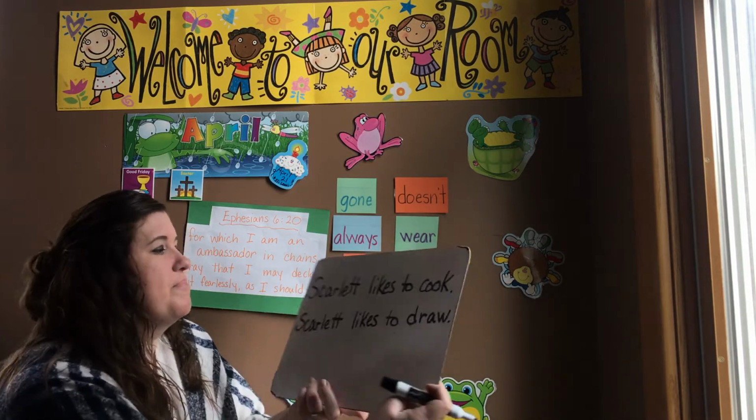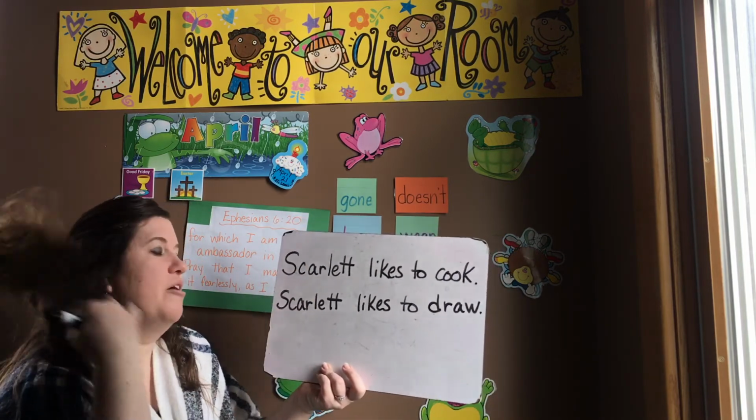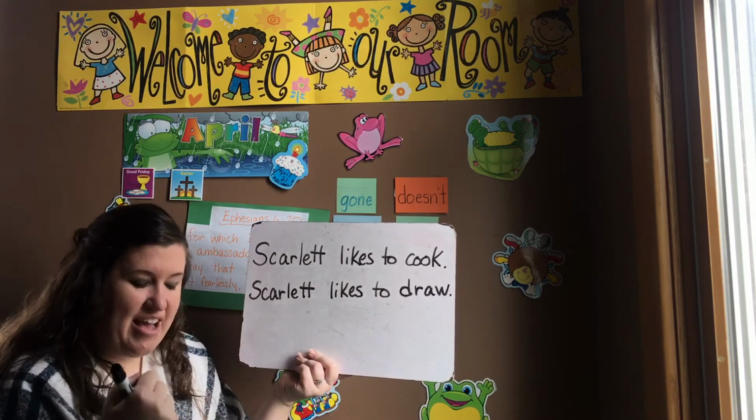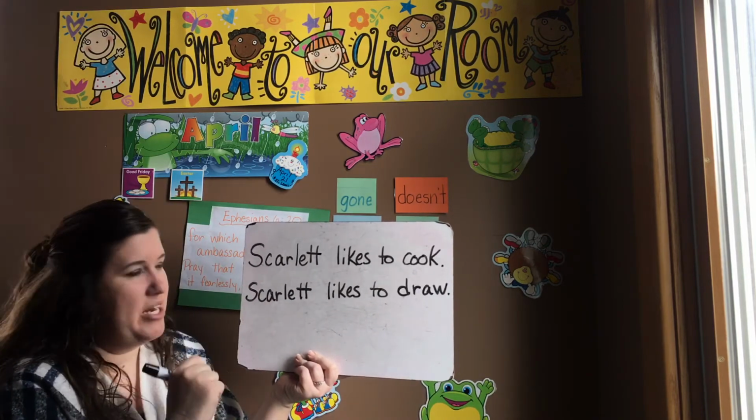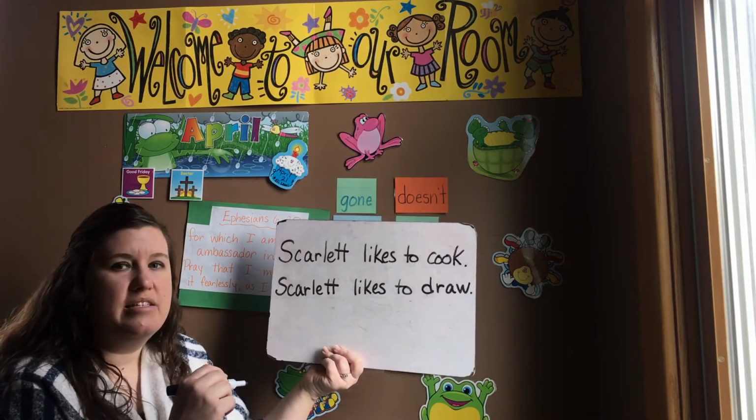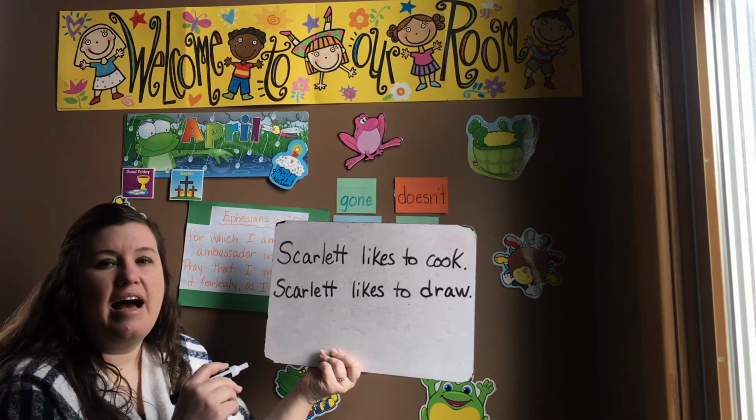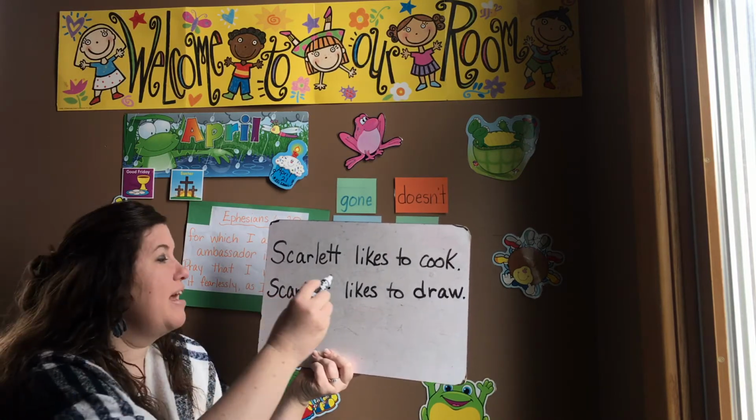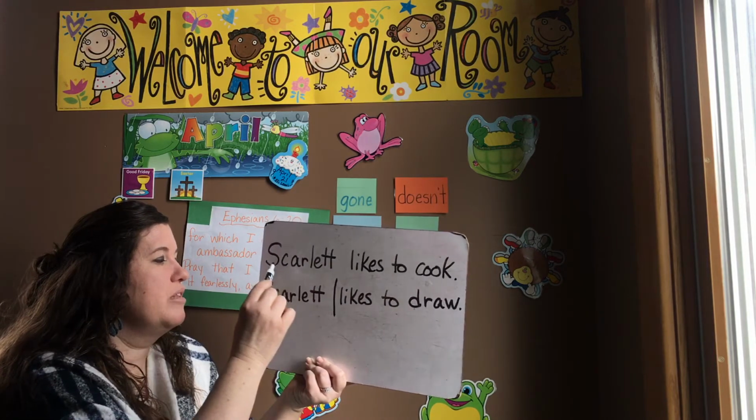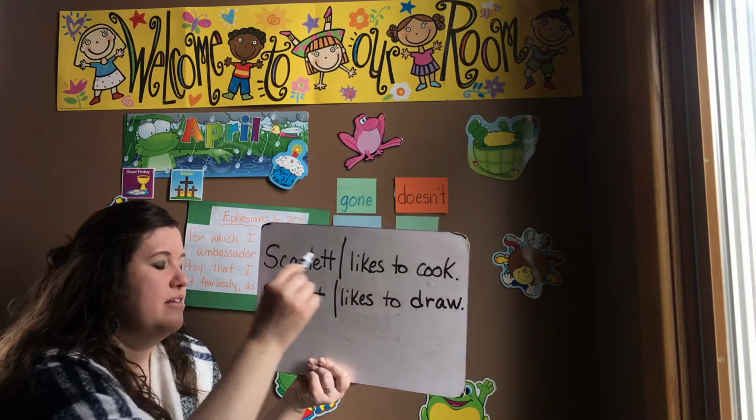Sorry, I couldn't get my marker cap off with one hand. So what we're going to do today is divide the subject part and the predicate part. Scarlett likes to draw. What is the verb in that? Likes. That's right. So we're going to put a vertical line here before likes. Scarlett likes to cook, likes again.